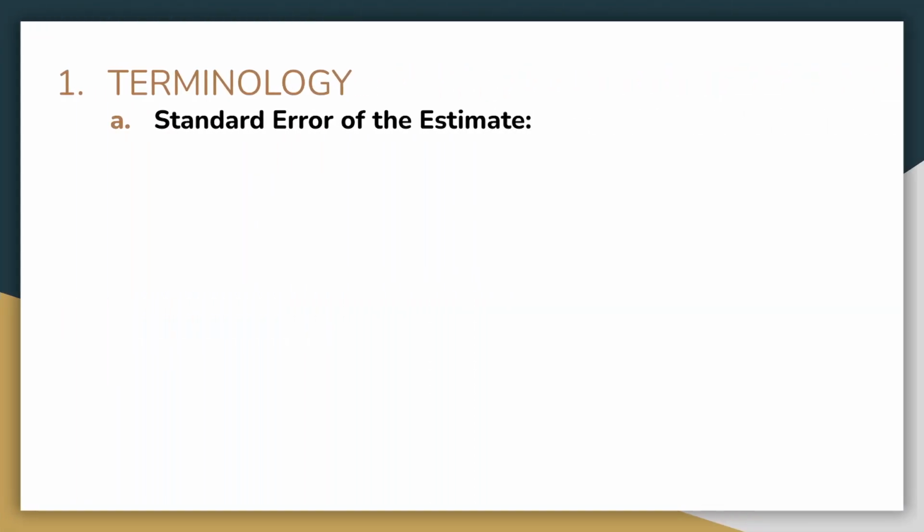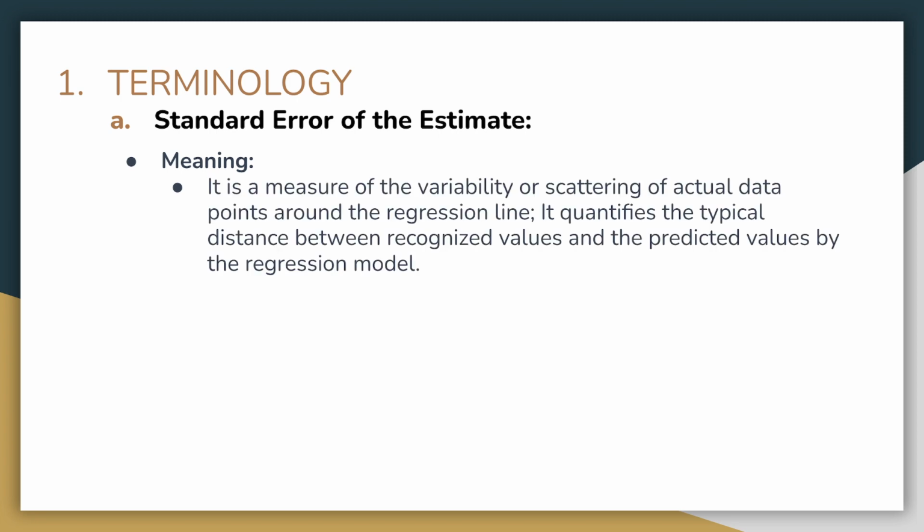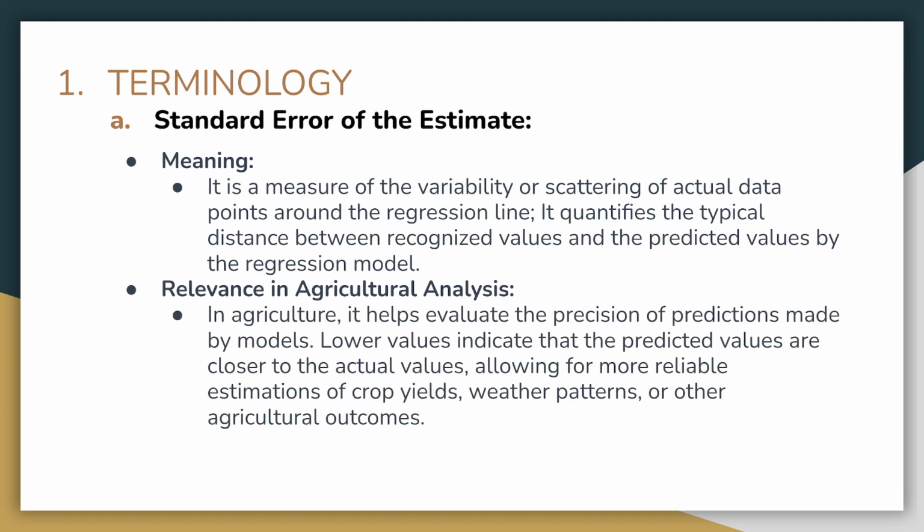Standard error of the estimate. It is a measure of the variability or scattering of actual data points around the regression line. It quantifies the typical distance between observed values and the values predicted by the regression model.